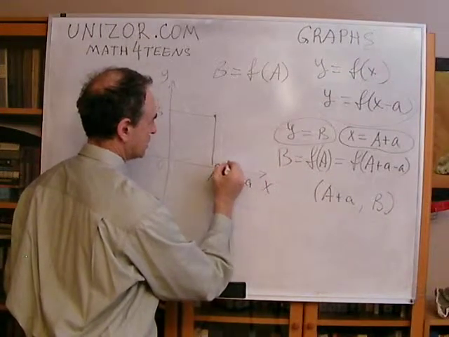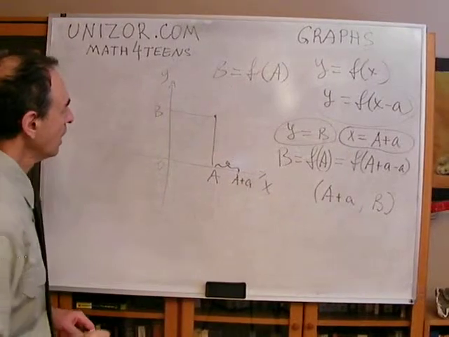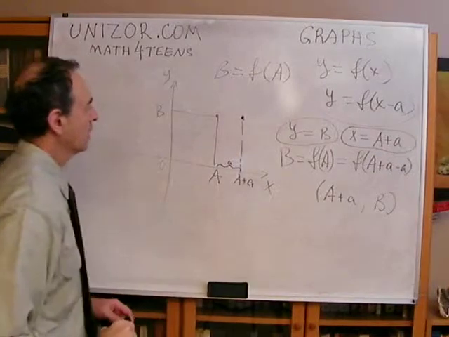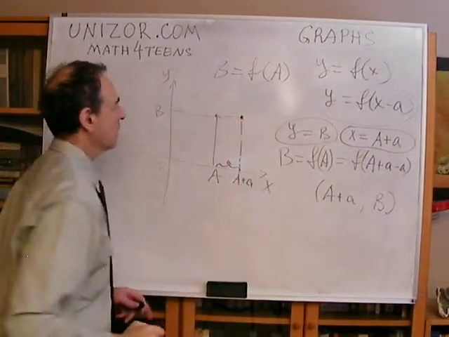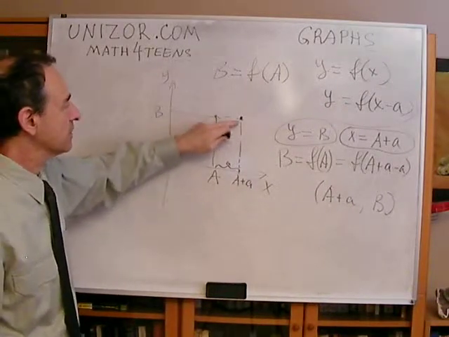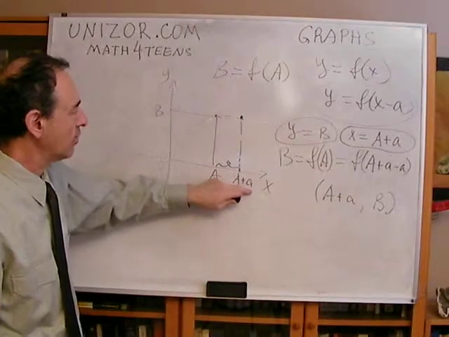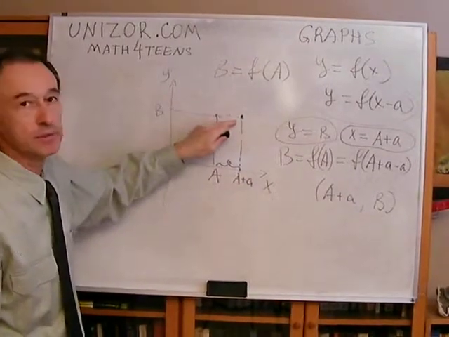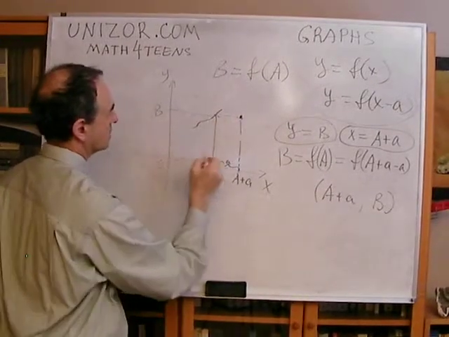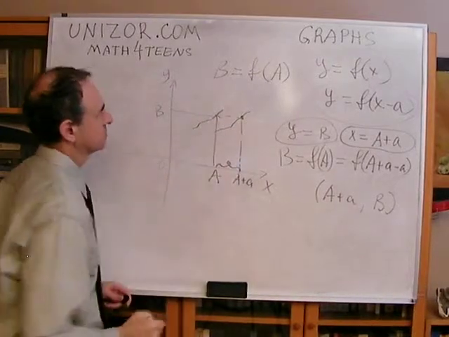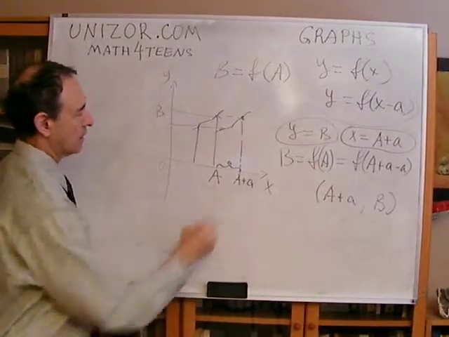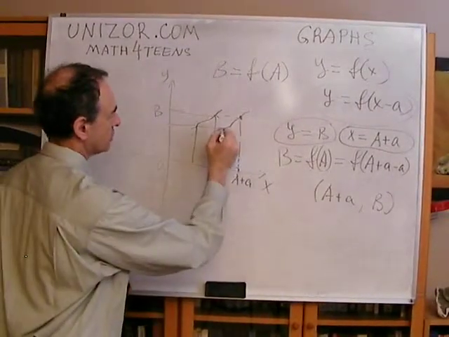If you assume that this piece is a, and let's go up by b. So for each point (a, b) on the old graph, you can find a point (a plus lowercase a, b) on the new one. So if the old graph was something like this, then the new graph will be something like this. Because for each point on the old graph, you can shift it to the right by a, and you will get the point on the new graph.